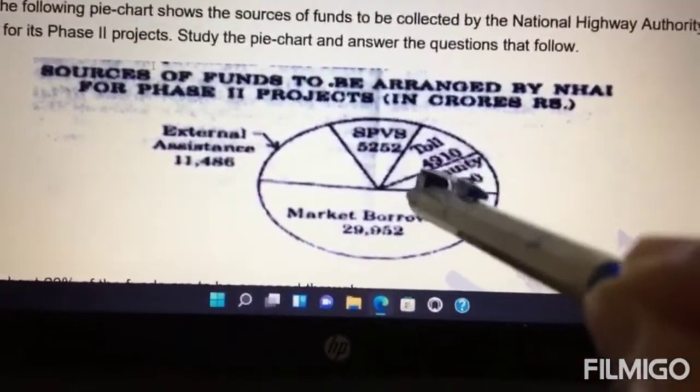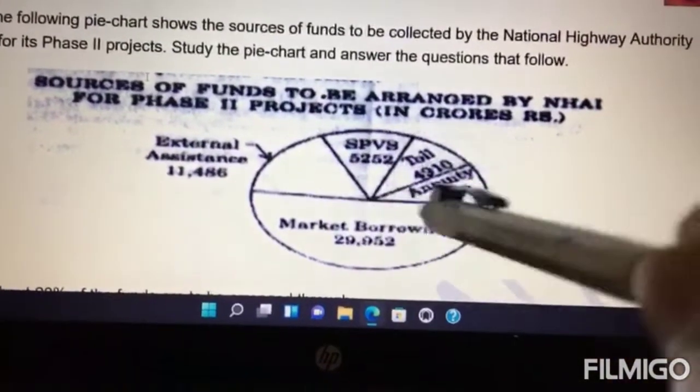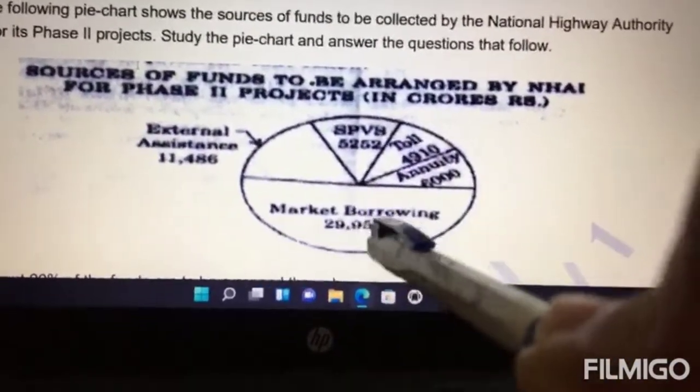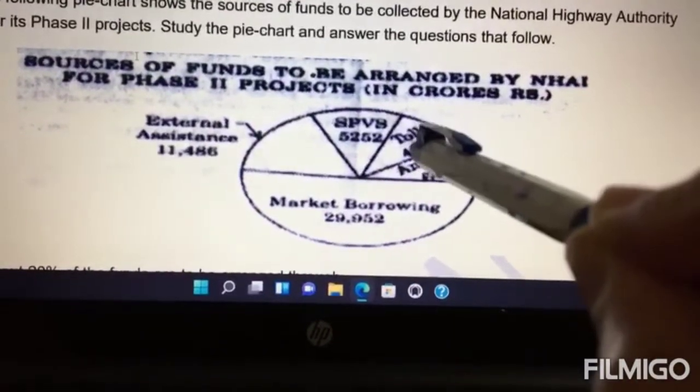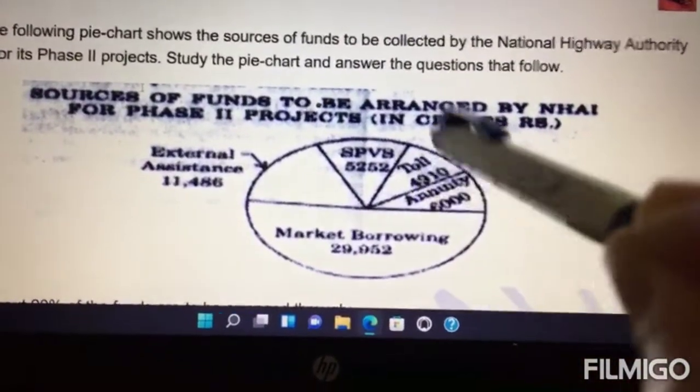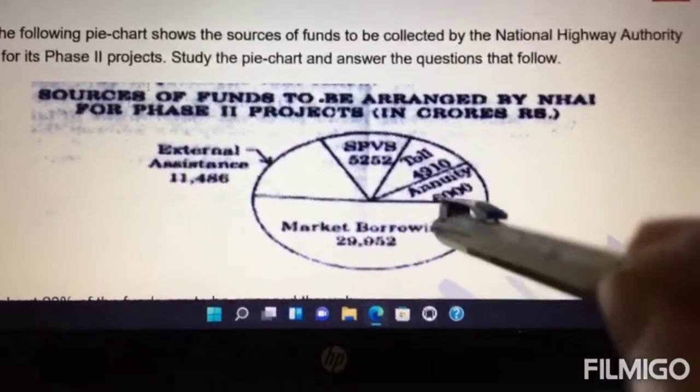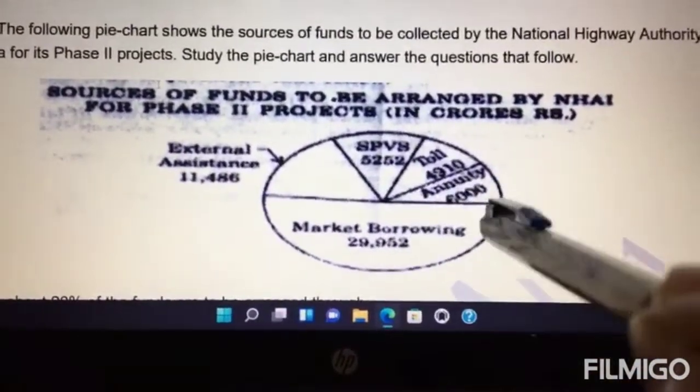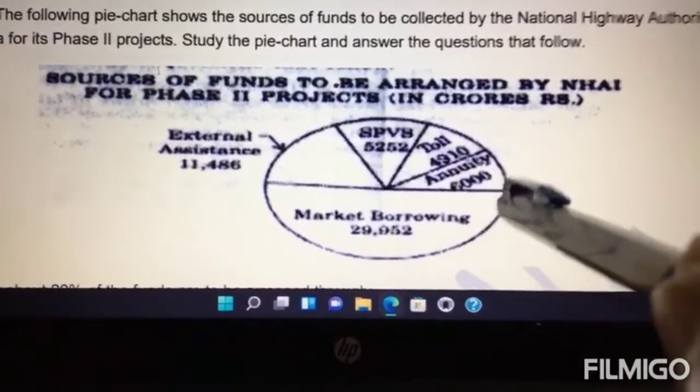Toll. You know what is toll? Sometimes when we go on the highway, we have to pay toll of 100 rupees one way. In two way, we have to pay 150 rupees. That is toll. That is one way in which the authority gets money or takes money from all of us. It's not fair, no? Then annuity. Annuity also means one form of borrowing.